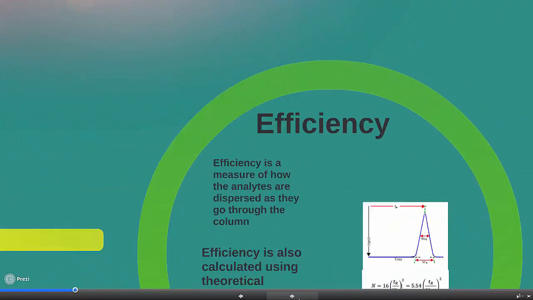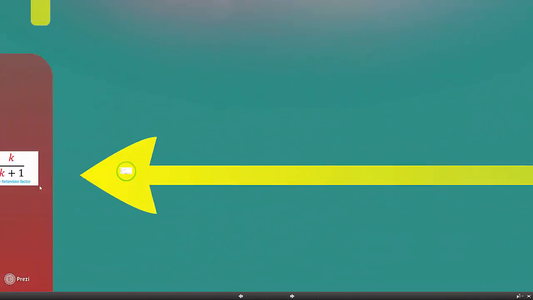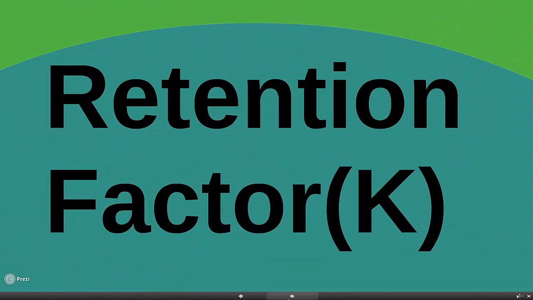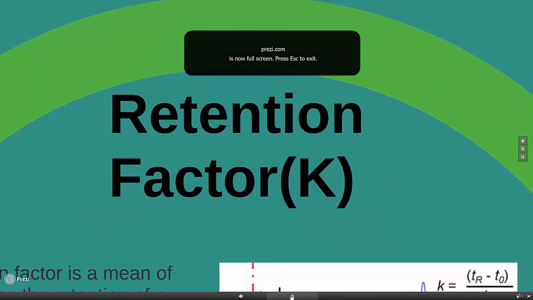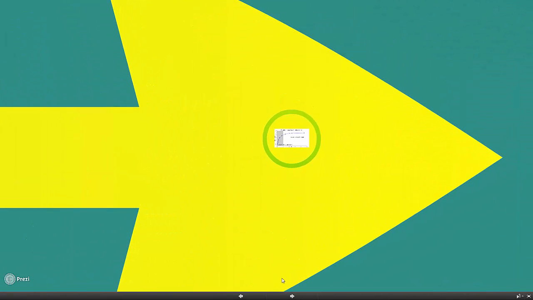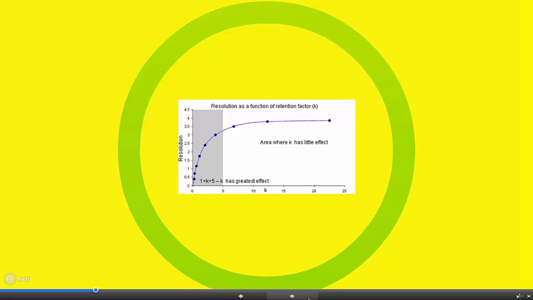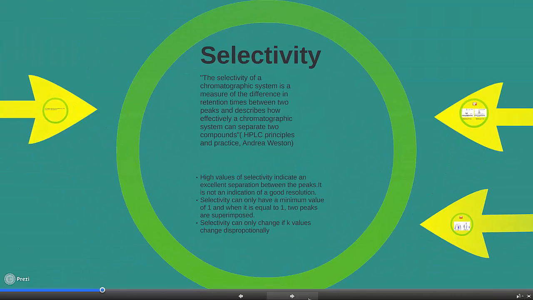It also depends on efficiency. If you increase efficiency, you increase resolution according to this graph here. And finally for resolution, the retention factor is another thing that affects resolution. If you increase K, you actually increase resolution. However, when you get a K over 5, it's not going to have any impact on resolution. You can see from this graph, in this area, no matter how you increase it, it's not going to have any effect on resolution. And let's just look one by one.